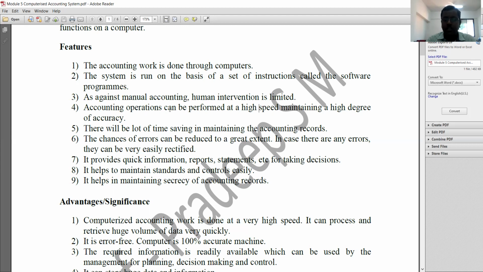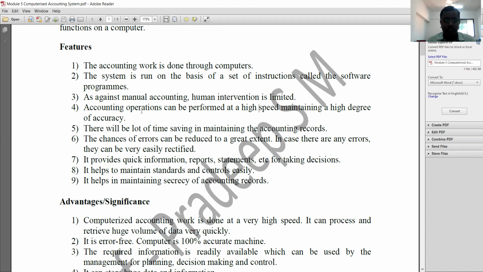And the third thing is that the involvement of human beings will be very limited. Understood? That is the third feature. As against manual accounting, human intervention is limited. Meaning, in a manual accounting system, each and every accounting function is performed by human beings. But in a computerized accounting system, human intervention or participation is limited. It does not mean that we won't find human intervention. Yes, there will be human intervention, but it will be limited.